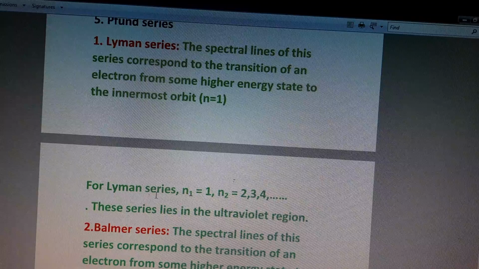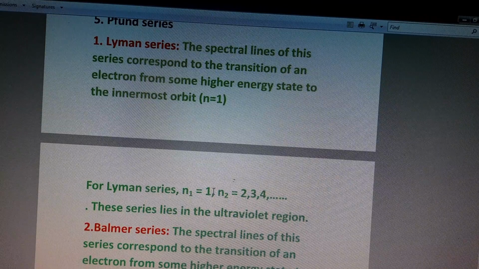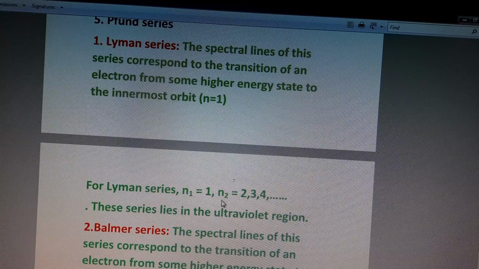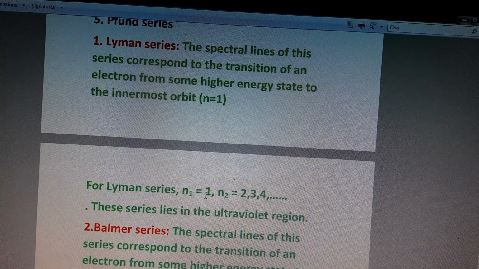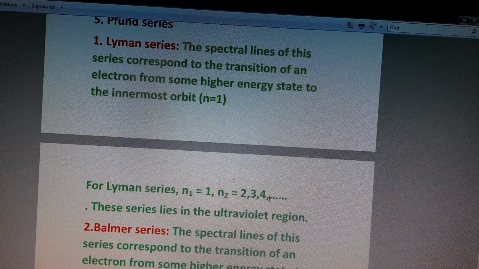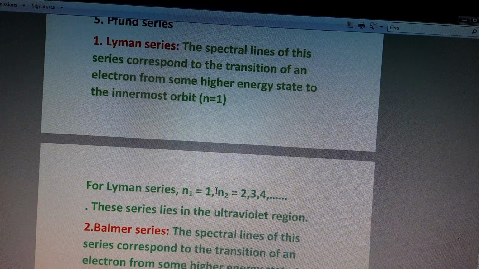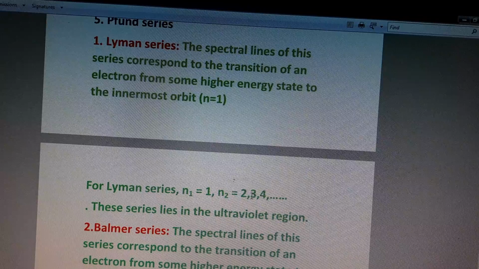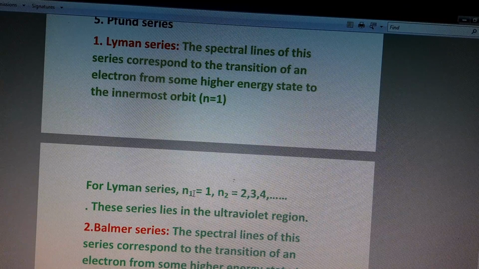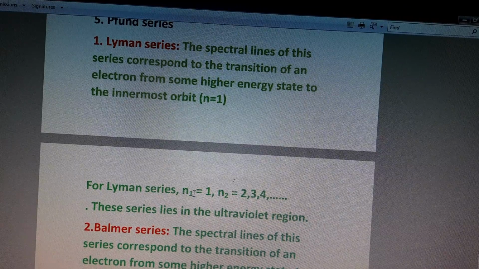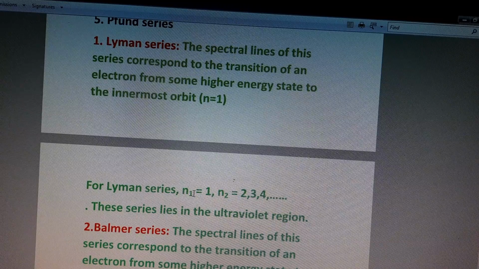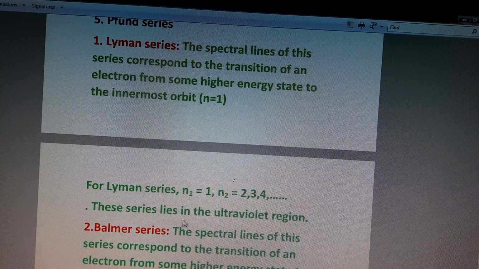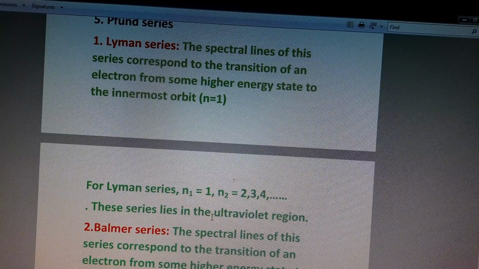For the Lyman series, n1 is equal to 1, the lower energy state, the innermost orbit. n2 is the higher energy state, more than 1, meaning 2, 3, 4 up to infinity. The electron transitions from the higher energy state to the lower energy state, the innermost orbit n equal to 1, and then the Lyman series is formed. This series lies in the ultraviolet region.